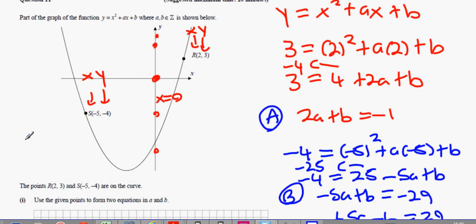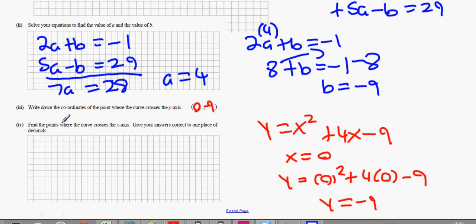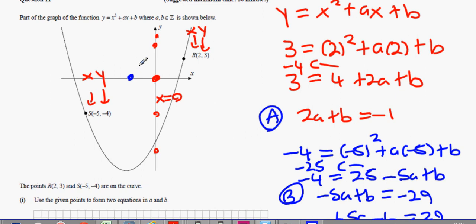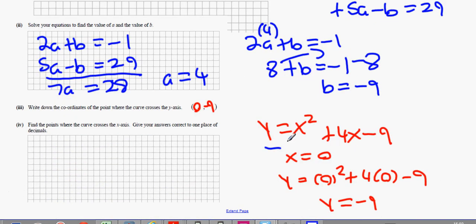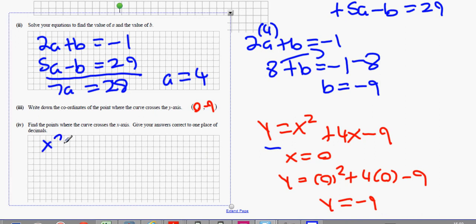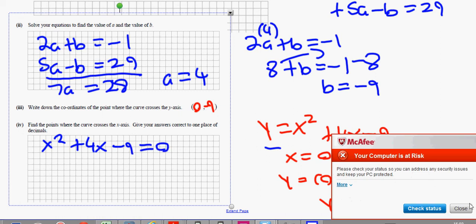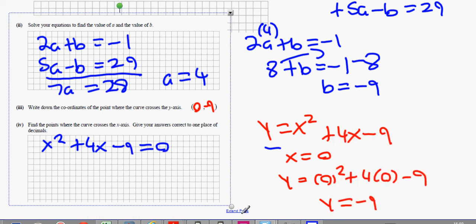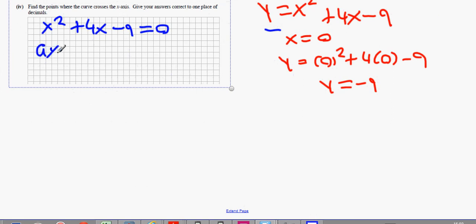Okay? Now, find the points where the curve crosses the x-axis. Now when it crosses the x-axis, which is represented by these blue dots here, y always equals 0. So what you do is you get your equation and replace y with 0. So now we get x squared plus 4x minus 9 equals 0. This here is a minus b formula. So we're going to compare it to ax squared plus bx plus c. The reason I knew it was a minus b formula is because it says correct to one place of decimals. It means it has to be a minus b formula.